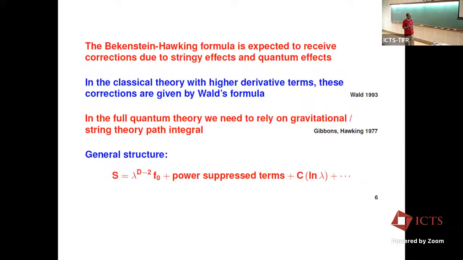This, of course, follows the work of Gibbons and Hawking many years ago. So the general structure of the entropy that we expect is that there will be a leading term that scales as lambda to the d minus 2, as we saw, and then there will be power suppressed terms, but there can also be logarithmic corrections. These logarithmic corrections typically will come from quantum effects.